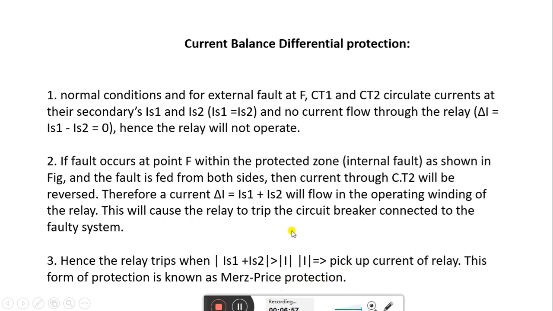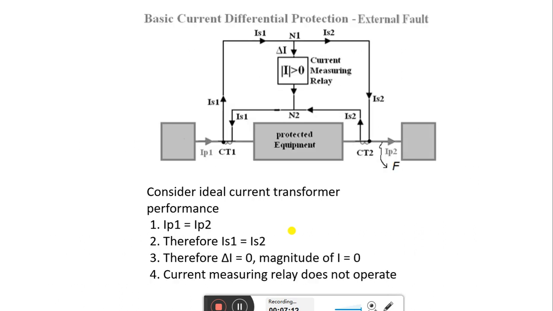This form of protection is also known as merge price protection. Let us see with the help of a circuit diagram what happens, whatever things have been told in this slide. Let us say this is the scheme of the basic current differential protection, for the external fault.